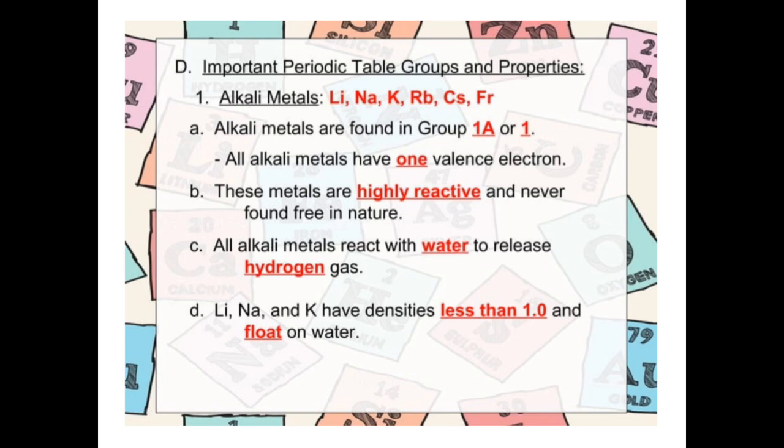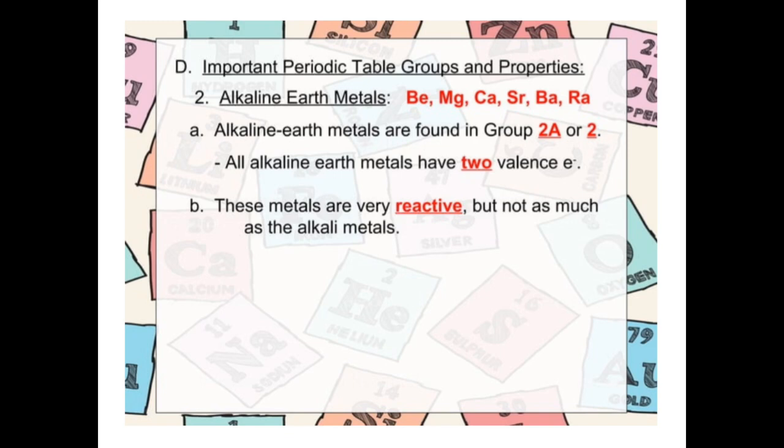They are s-block elements because they end in the s orbital. They are highly reactive and are not found free in nature. They are very reactive. Then they react with water to produce alkali and release hydrogen gas. So those are key properties of the alkali metals.